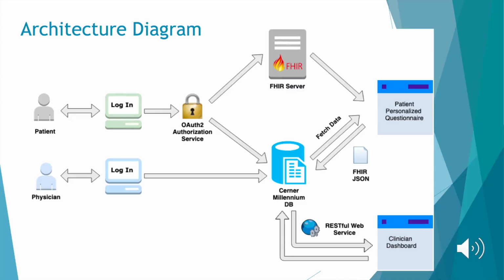My name is Jing Zhao. I'm going to briefly go through the architecture diagram of our app. As for the patient user, after they log in, their identity will be verified through the OAuth2 authorization service with their name and patient ID. Their requests are sent to the FHIR server and Cerner Millennium database to generate the personalized questionnaires. The patient's input will also be transformed to FHIR or JSON format and stored in the Cerner database.